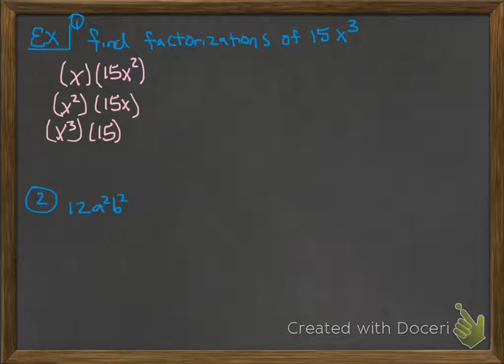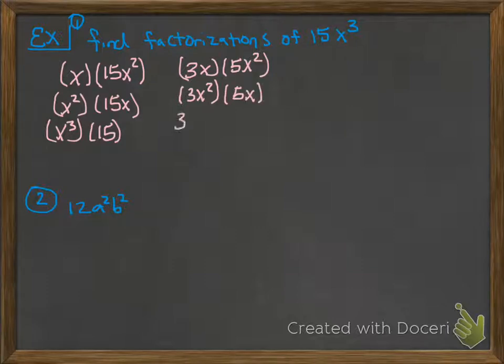I like to do this in a little bit of a methodical way. Now I know 5 and 3 go into that, so I could have 3x times 5x squared, 15x cubed. 3x squared times 5x, 15x cubed. 3x cubed times 5, or 3 times 5x cubed. These are all different ways I could write 15x cubed. Now I think I got them all. I've broken it up as many ways as possible, and we're just looking for whole numbers, not fractions, that multiply together to get 15x cubed.